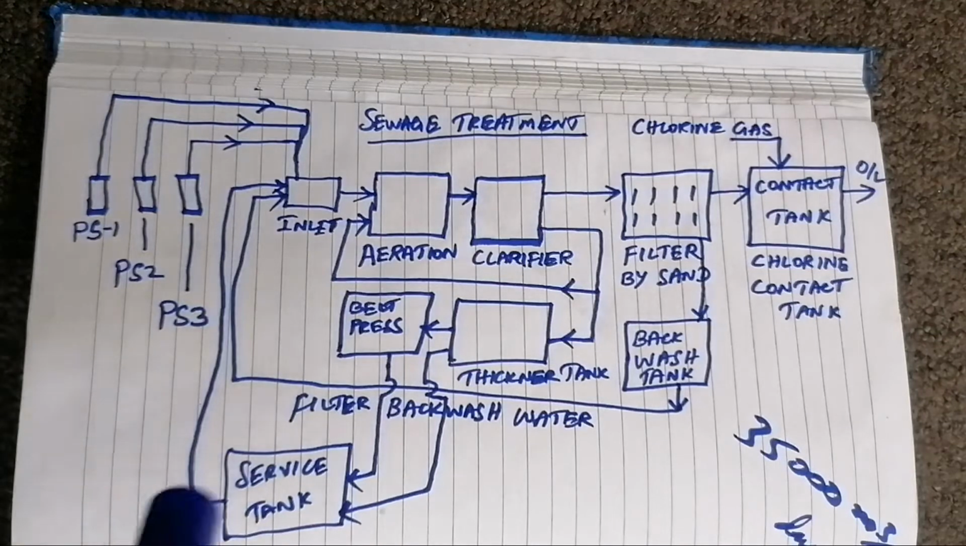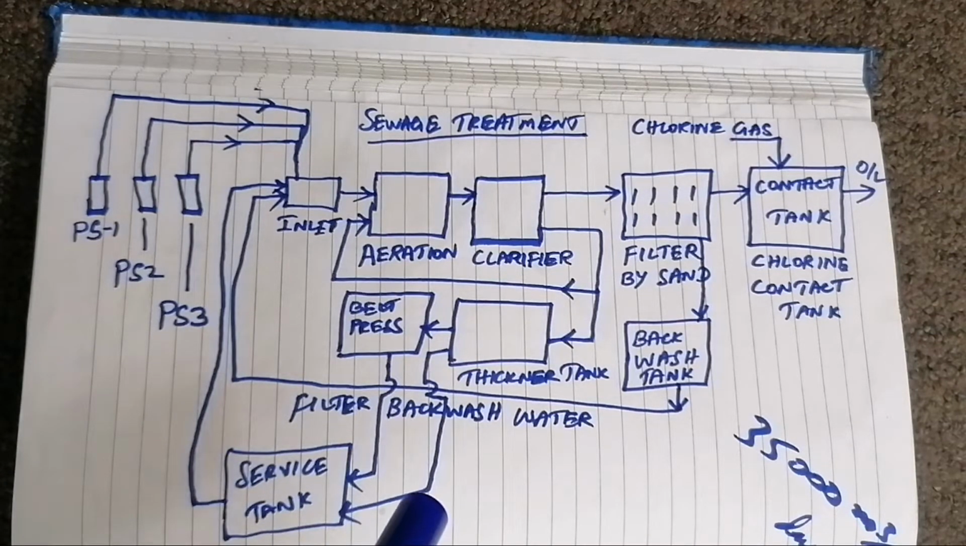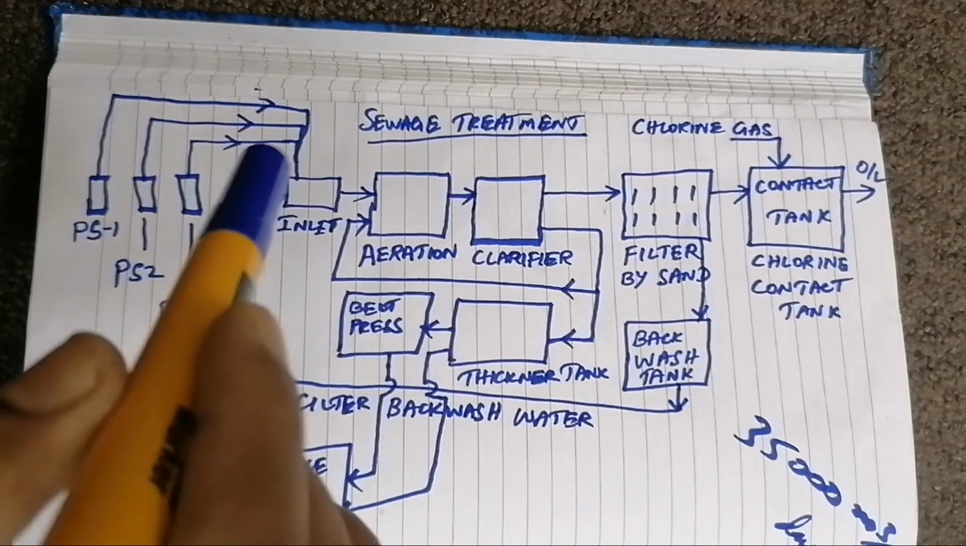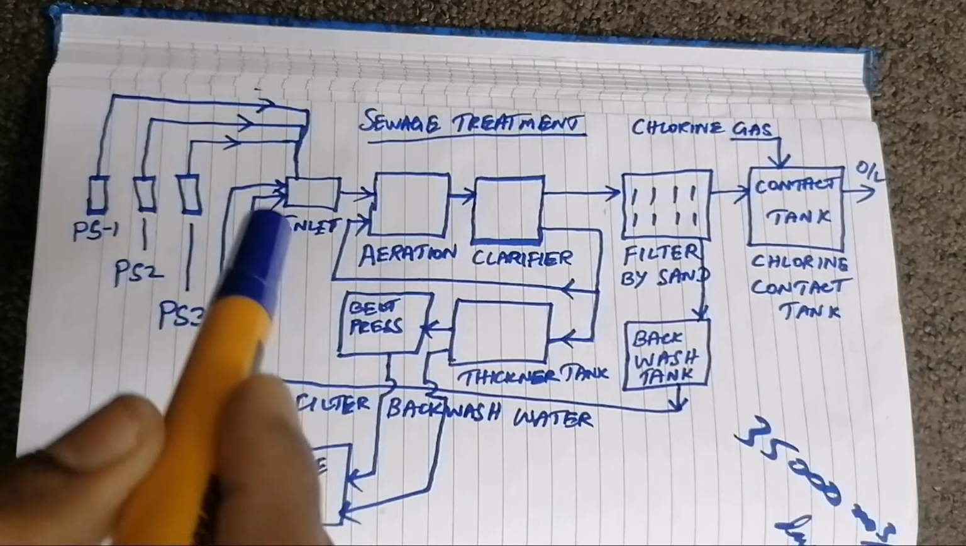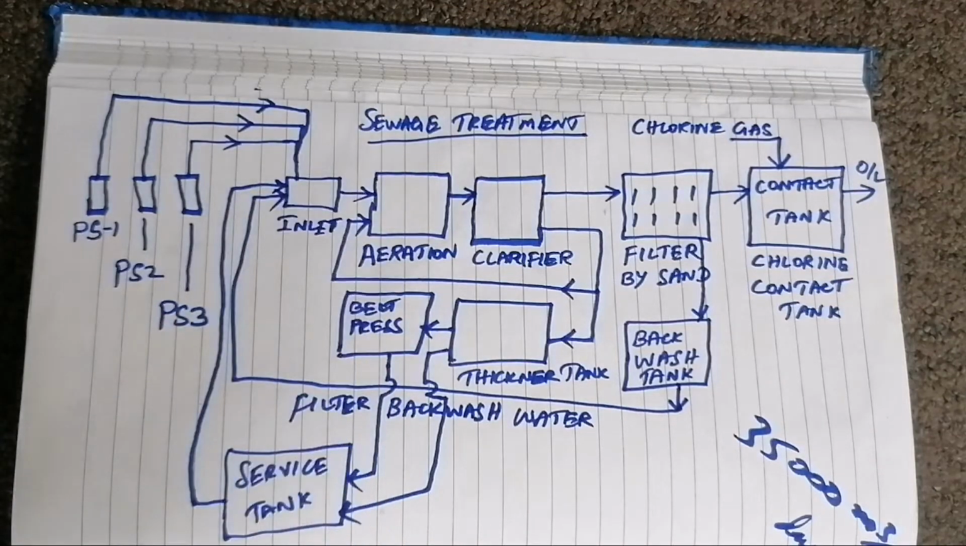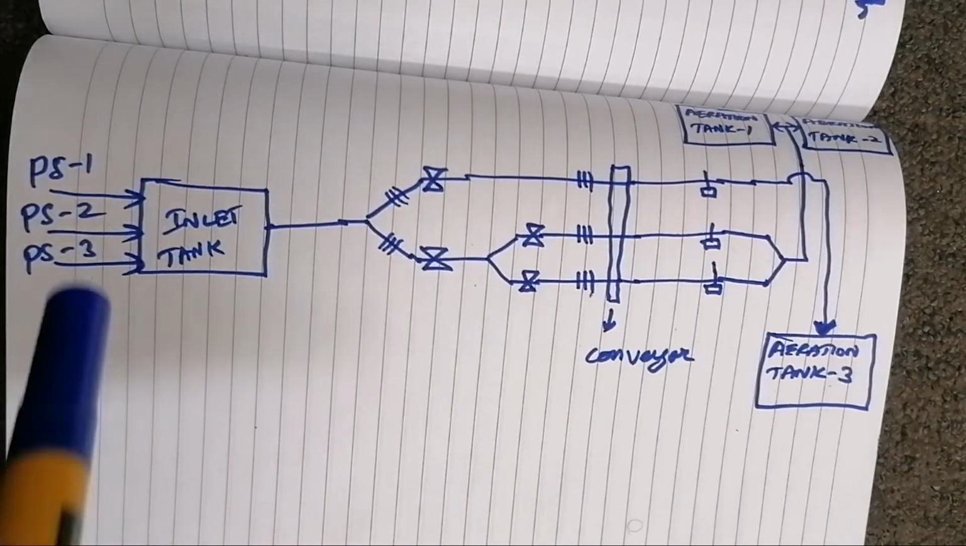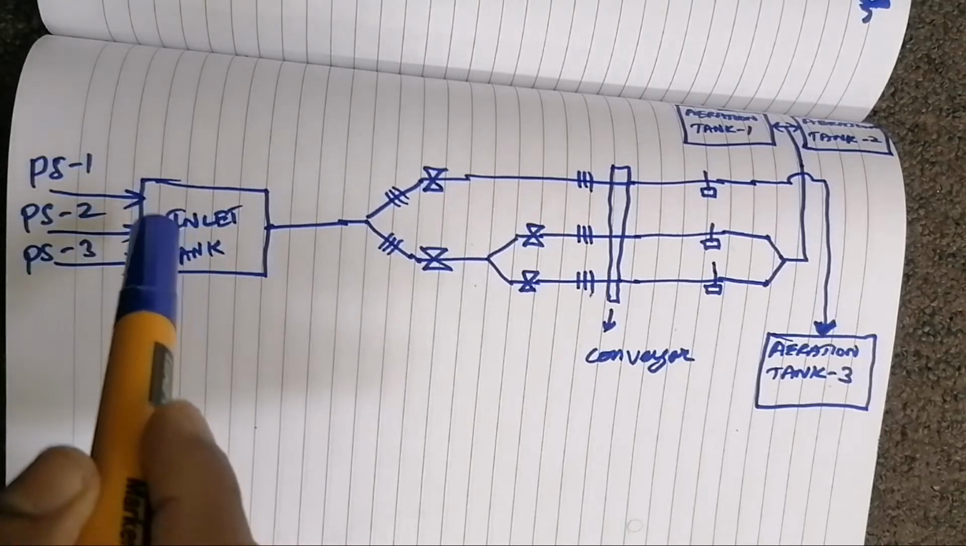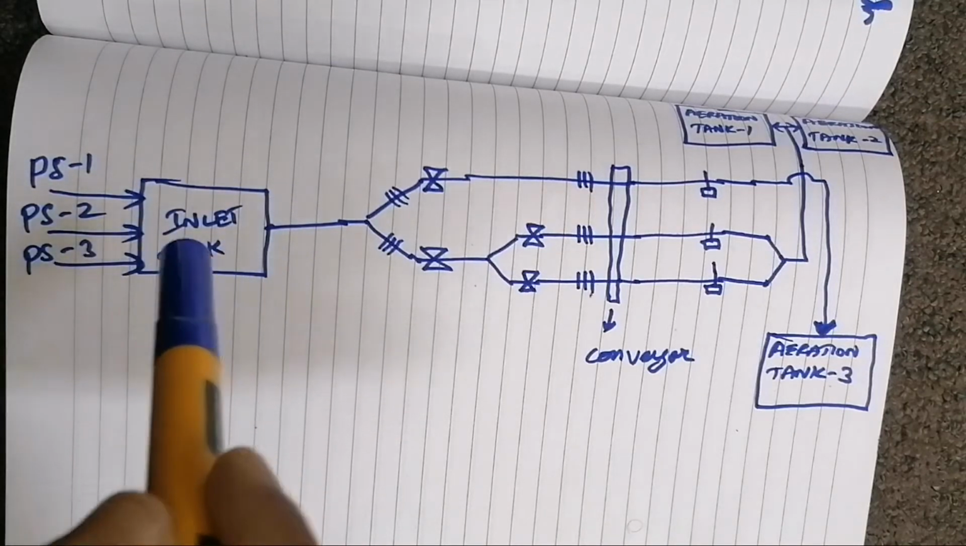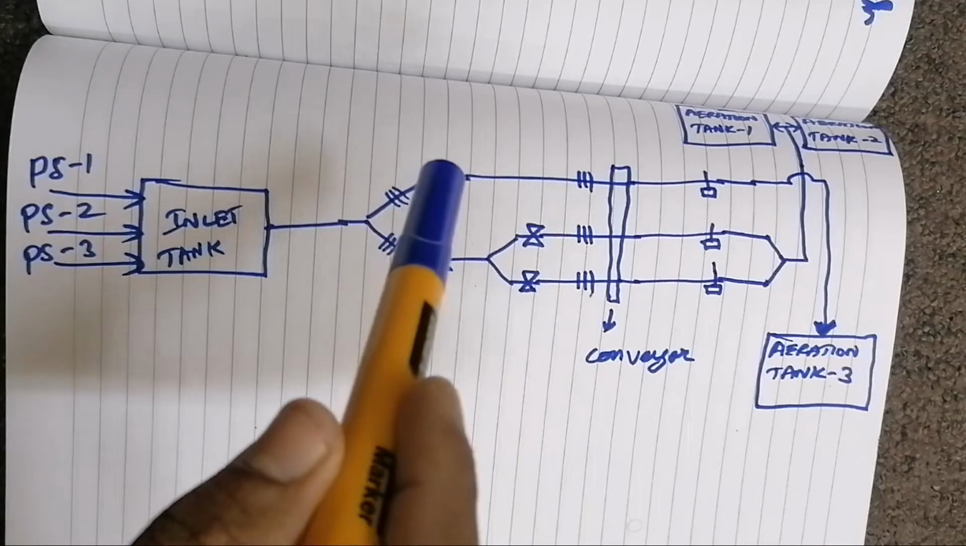Particularly in this video, I am going to give a field explanation of especially the inlet. In this video I am going to explain only the inlet. I am going to show you how the inlet is designed. This is the inlet. Water coming from the pumping station is first collected in the inlet tank. After that it will be distributed to channels.